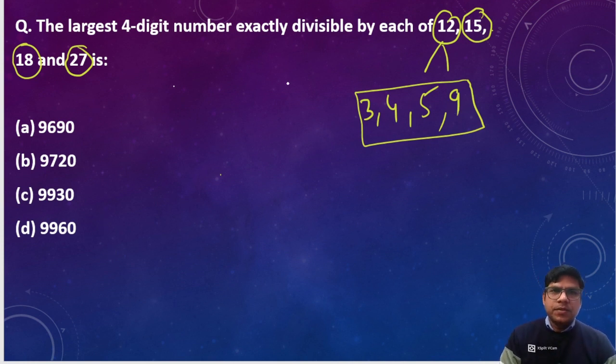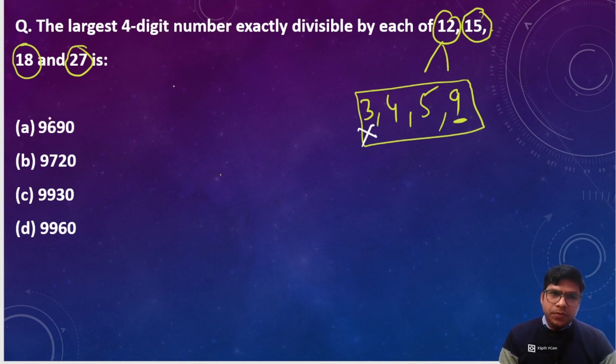So the question is the largest 4-digit number which is exactly divisible by these numbers. That option will be our answer which is exactly divisible by the smallest numbers 3, 4, 5 and 9. First of all, we will check the divisibility rule of 9. If 9 is there, there is no need to check the divisibility rule of 3, because the divisibility rules of 3 and 9 are the same. So what is the divisibility rule of 9? The sum of digits must be divisible by 9.